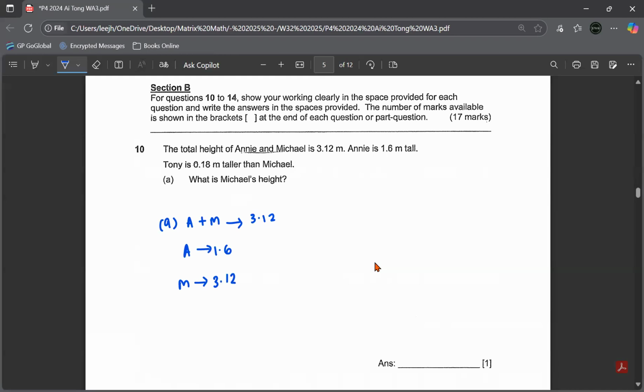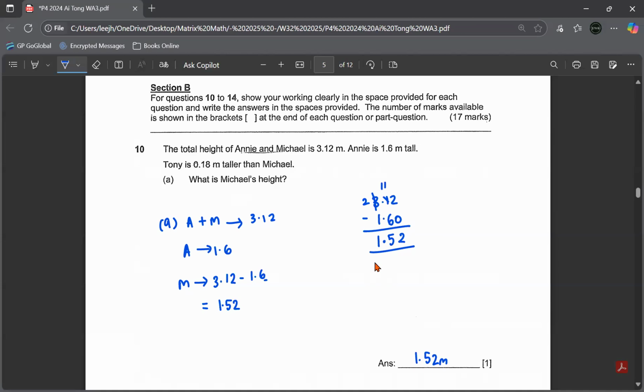So 3.12 minus 1.6. So remember when you do working, 1.6 will become 1.60 because this one has two decimal places. So this one must be made into two decimal places as well. Okay, so 3.12 minus 1.60. So 2 minus 0, 2. This one cannot borrow. This becomes 11. 11 minus 6, 5. Decimal point and 1. So Michael is 1.52, which is 1.52 meter. So I write the unit at my final answer. If not, we'll minus mark.